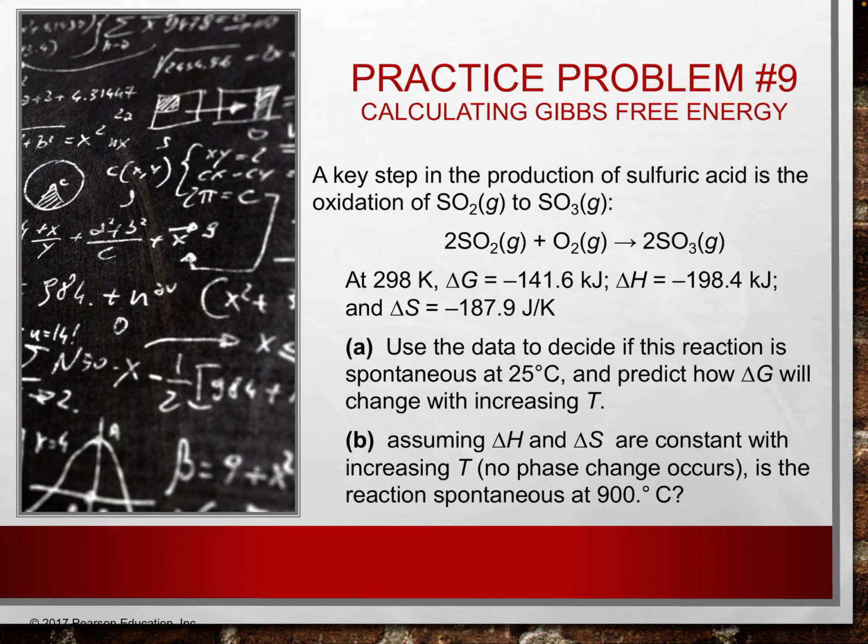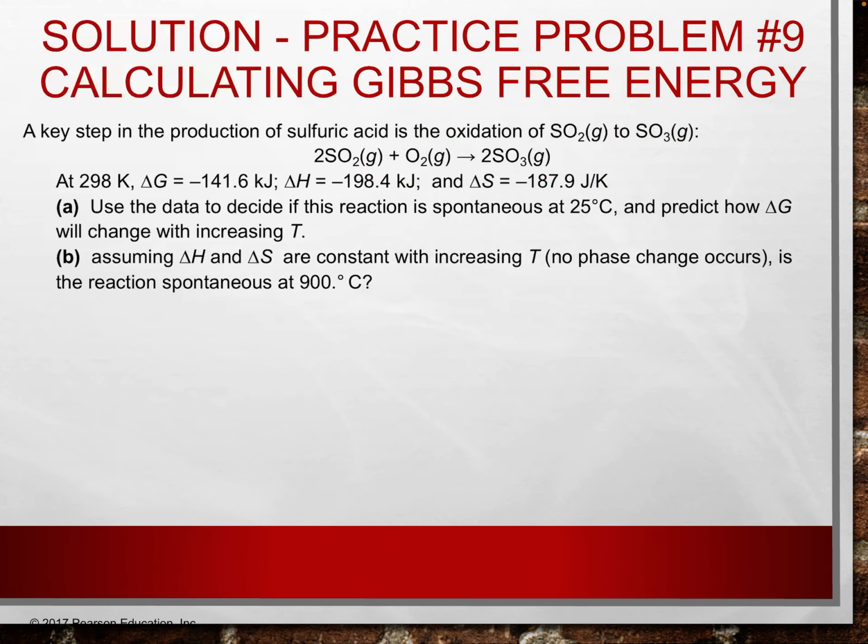And then we're going to assume that our delta H and our delta S are constant with increasing temperature, so no phase change is going to happen. That would affect both delta H and delta S, right? Because we would need to have our enthalpy of, say, vaporization, and we'd get a big change in entropy for a phase change. And we want to know, is the reaction spontaneous at 900 degrees Celsius? So let's go through this.